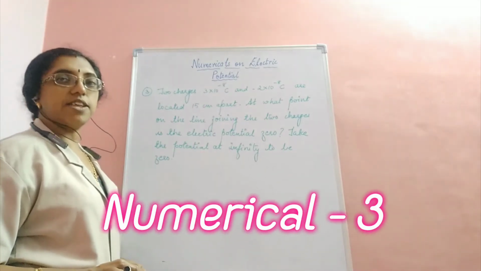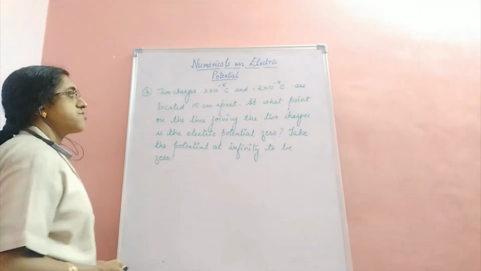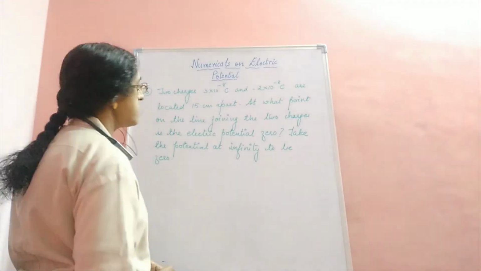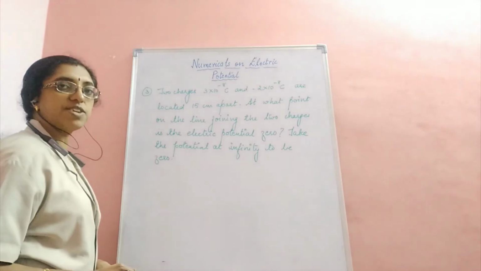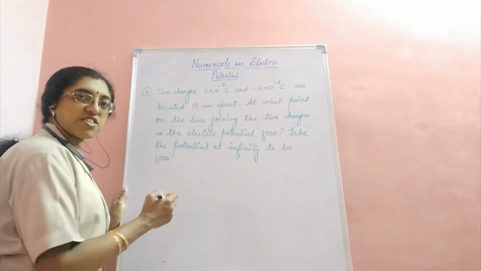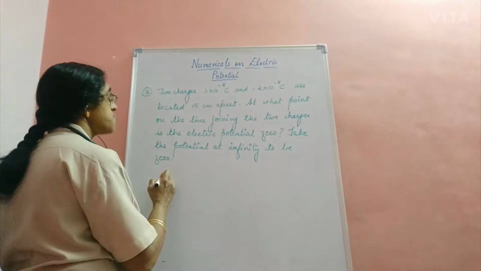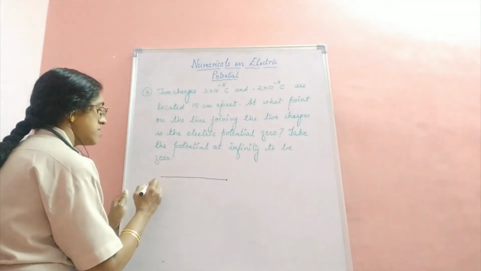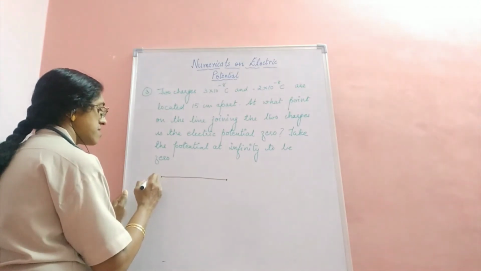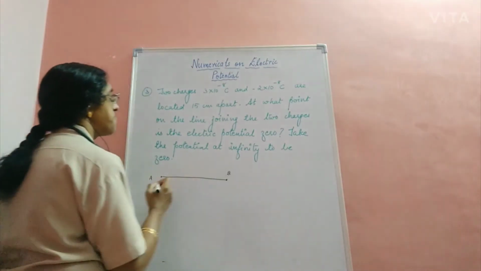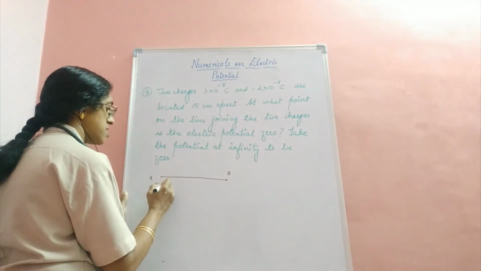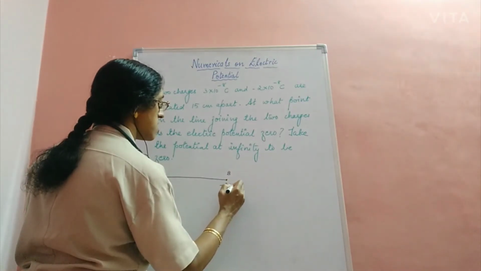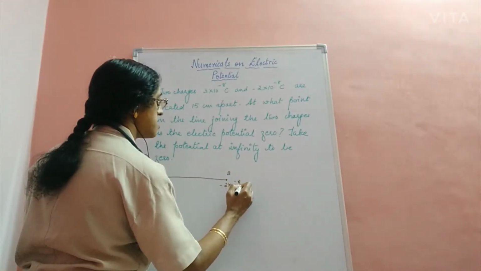Moving on to the third numerical. Two charges, 3 into 10 to the power of minus 8 coulomb and minus 2 into 10 to the power of minus 8 coulomb, are located 15 centimeter apart. So here I represent it through a diagram. Suppose that these are the two charges; let me suppose that this is A, this is B. It is 3 into 10 to the power of minus 8 coulomb and minus 2 into 10 to the power of minus 8 coulomb.